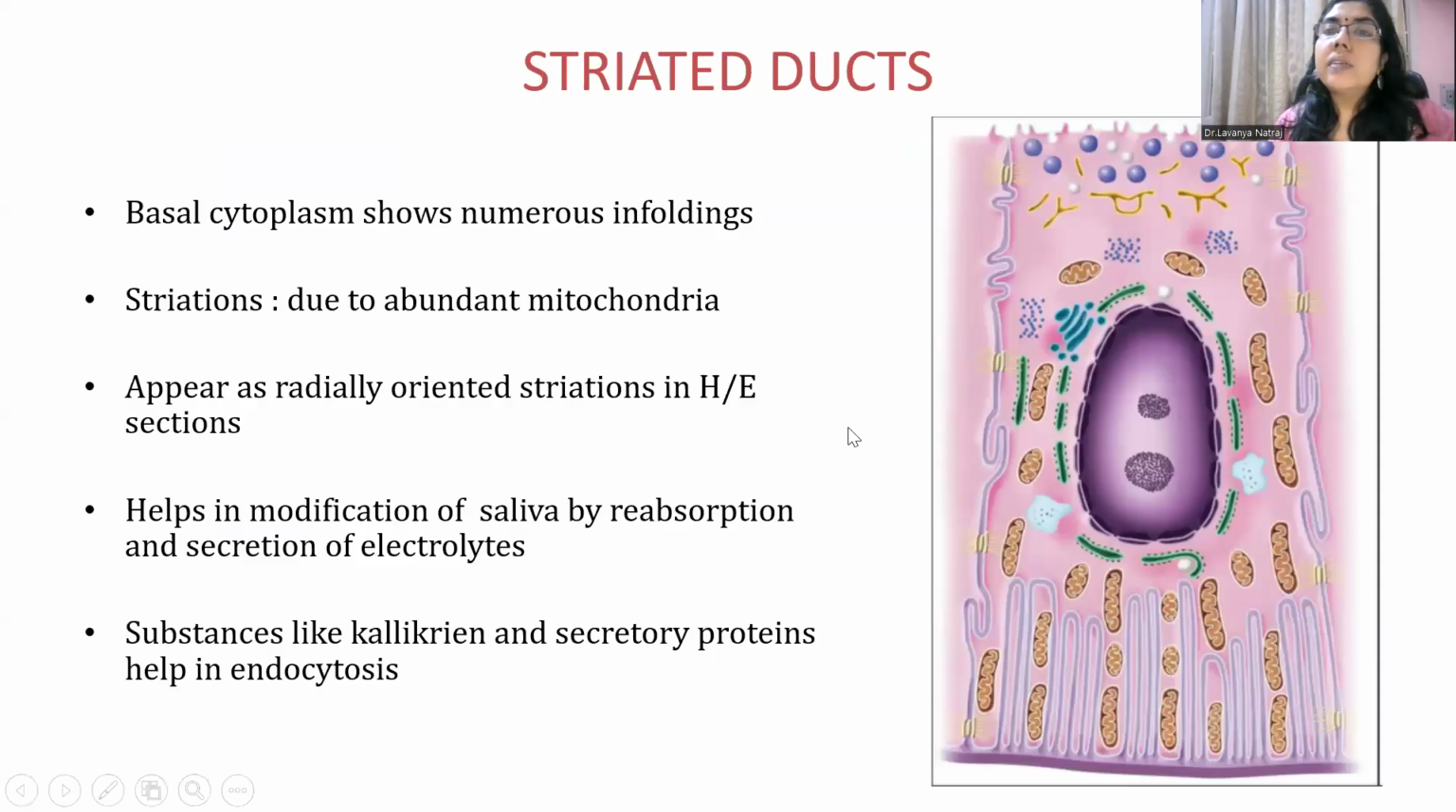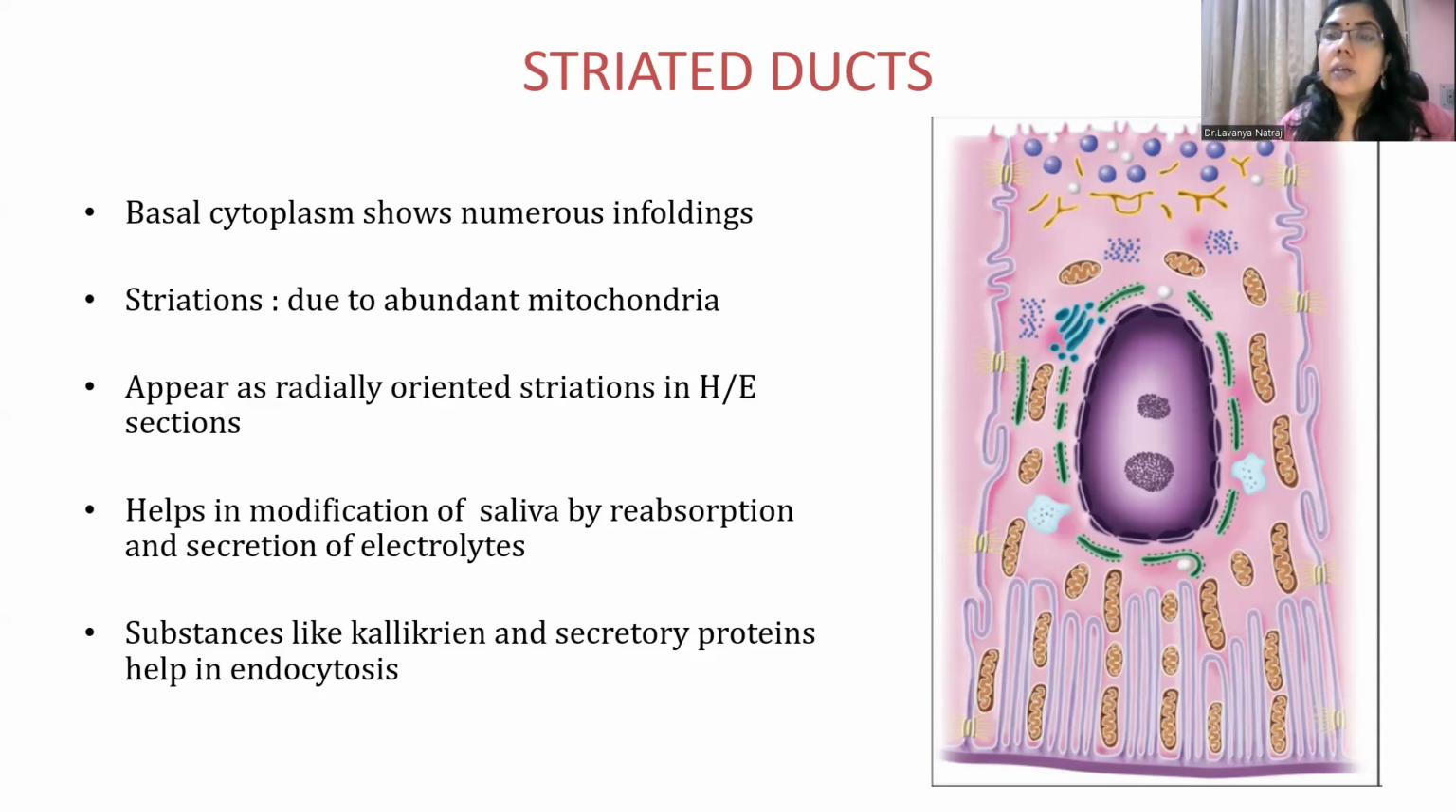Now, moving to the striated ductal cells. As I mentioned, these are columnar cells. This is very important. This striated ductal cell has some specific structures. Their cytoplasm has numerous infoldings. As you can see in this picture, the basal part of the cell has numerous infoldings. So these are called striations. Okay, these can be seen as striations in the sections.